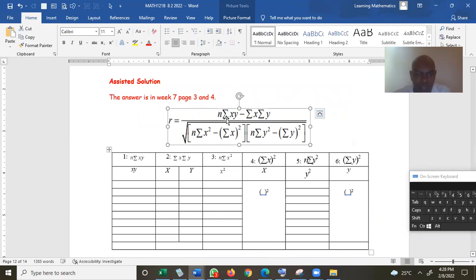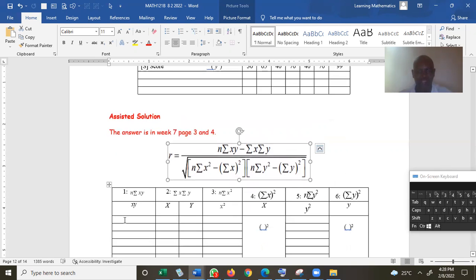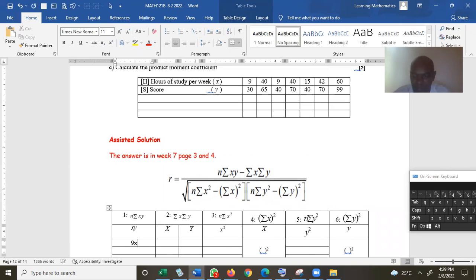Now, we have to calculate that first number here. It says n times the sum of xy. Now remember when it says sigma, we have to find what is xy first, before we sum. What is xy? XY means X times Y. These are the X's and these are the Y's. Also, you can do this manually by using the values in the assignment itself. But in my example, I have 9 times 30 equals. I go to my calculator.